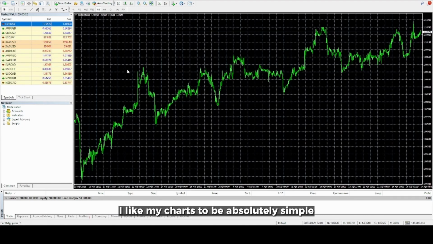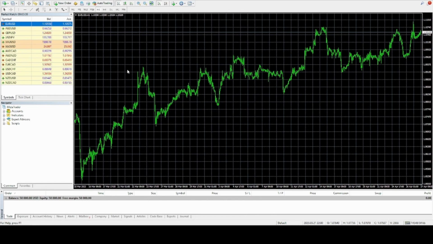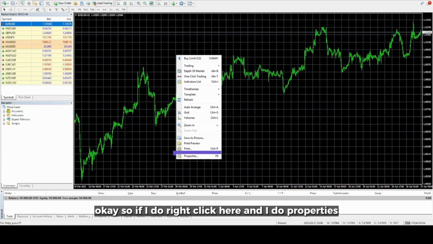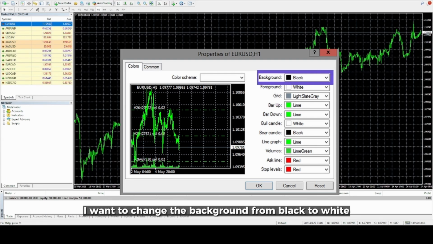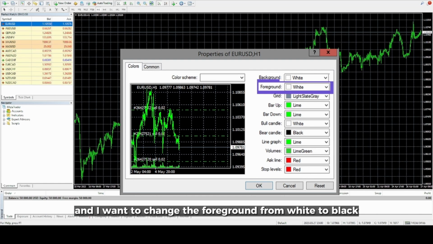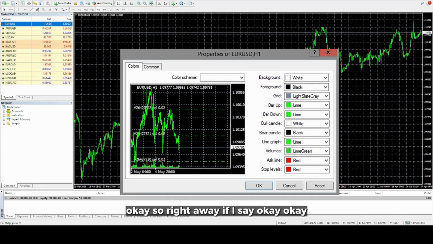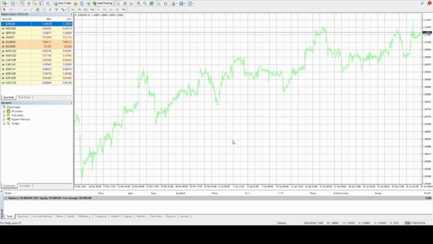I like my charts to be absolutely simple and really easy to read. So let's make some changes. Let me show you how to change this chart so it looks a lot more appeasing to the eye, so to say. So if I right click here and go to properties, the first thing I want to do is change the background. I want to change the background from black to white, and I want to change the foreground from white to black. Okay, so right away if I say okay, a lot better in my opinion.